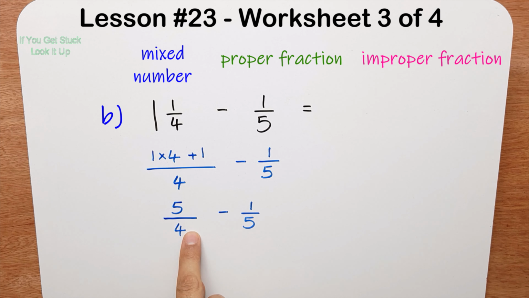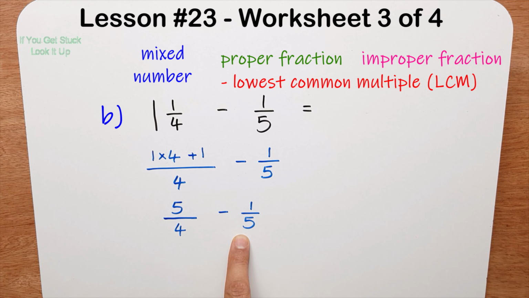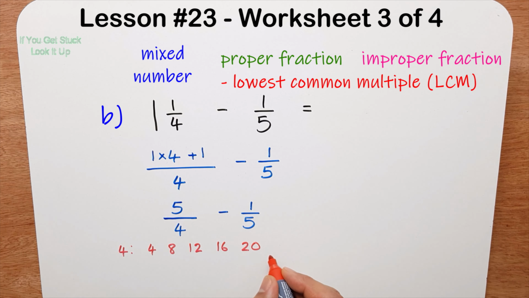Now if we notice, the denominators, or the bottom numbers, are different, and we need to make them the same. We need to find the lowest common multiple. So I'm going to do the 4 times table. 4, 8, 12, 16, 20, and so on.